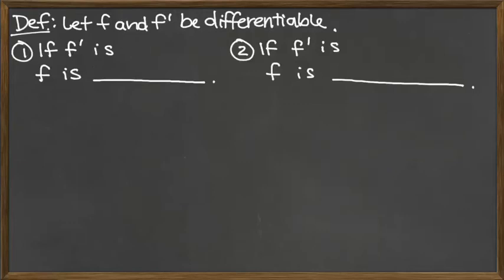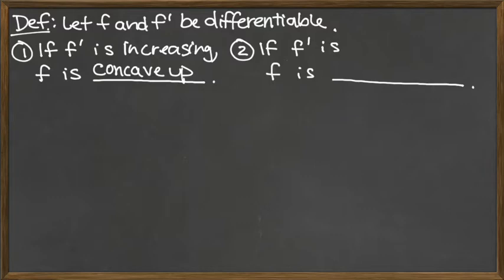We start off with a couple of definitions. We need the function f and f prime to both be differentiable. And then we say if f prime is increasing, f, the original function, is going to be called concave up. And that's our new term, concave up.